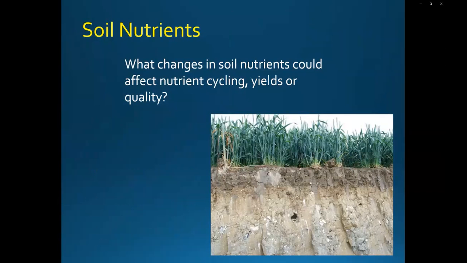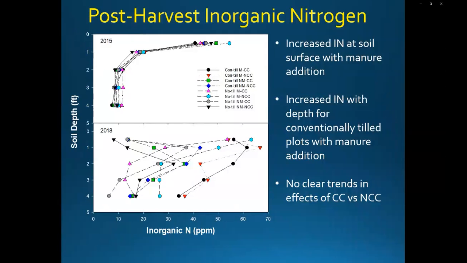In terms of soil nutrients, we wanted to look and see if those were changing. Our post-harvest inorganic nitrogen, same as with the long-term manure study, we're looking at nutrients post-harvest down to about 4 to 6 feet, depending on the year. So we had increased inorganic nitrogen at the soil surface with manure additions compared to when we did not have manure applied. And we also saw increased inorganic nitrogen with depth for conventionally tilled plots with manure. But we did not see any true clear trends in the effect of cover crop versus no cover crop.